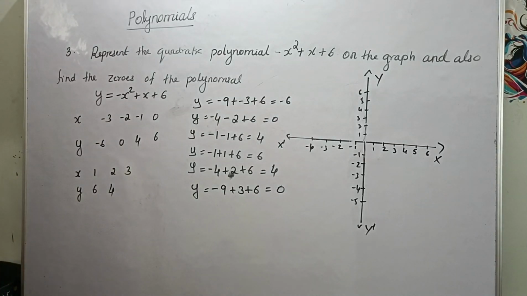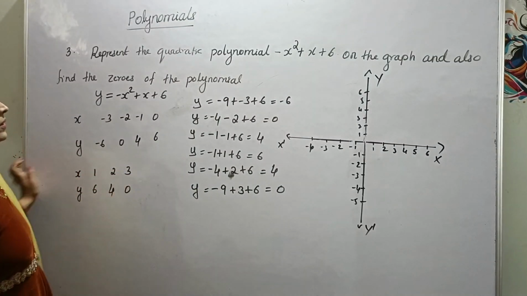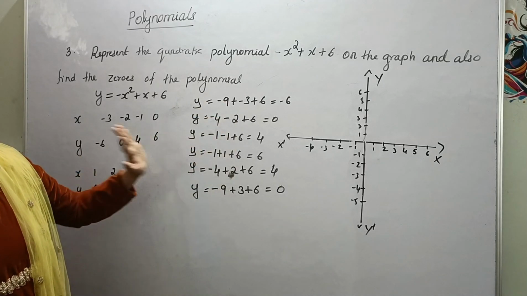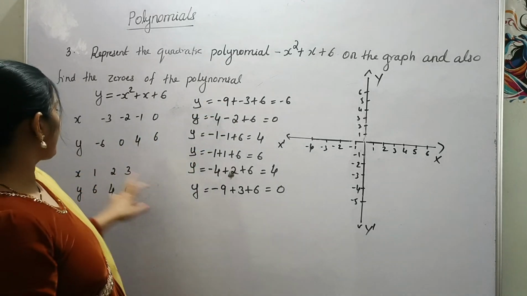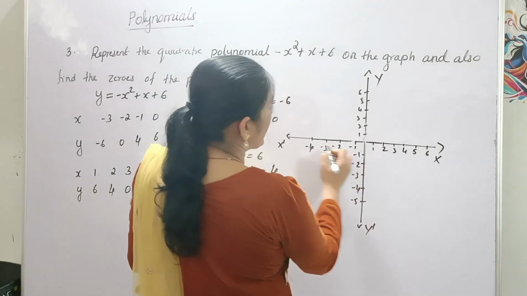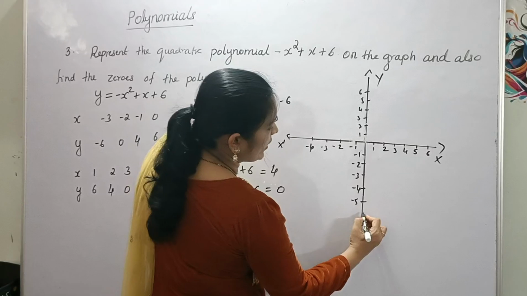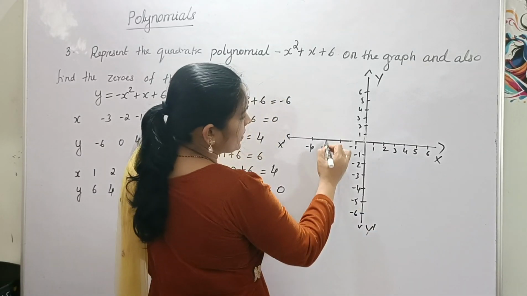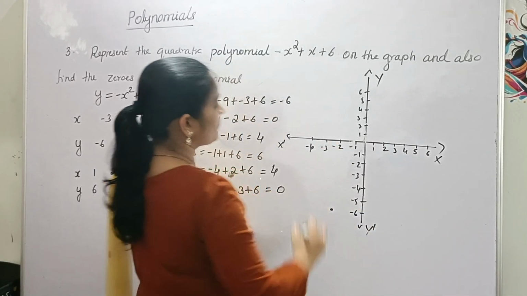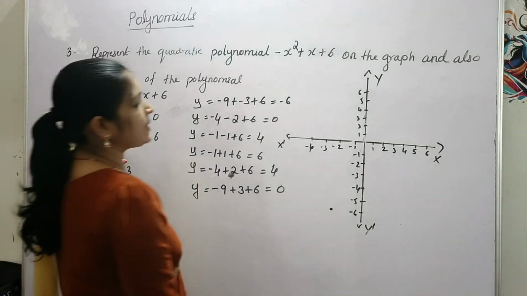Okay. Now here let's plot the points. See here we have got 2 zeros. Okay, now let's plot the points. So here when x is equal to minus 3, y is equal to minus 6. Okay, we need minus 6 here. Okay, minus 3 minus 6. Okay, and when x is equal to minus 2, y is 0.